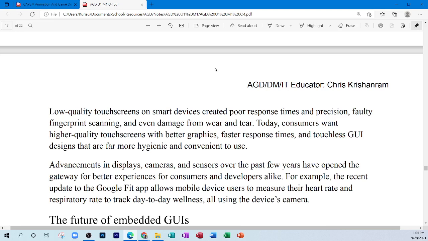Advancements in displays, cameras, and sensors over the past few years have opened the gateway for better experiences for consumers and developers alike. For example, a recent update to the Google Fit app allows mobile device users to measure their heart rate and respiratory rate to track day-to-day wellness, all using the device's camera. Good.